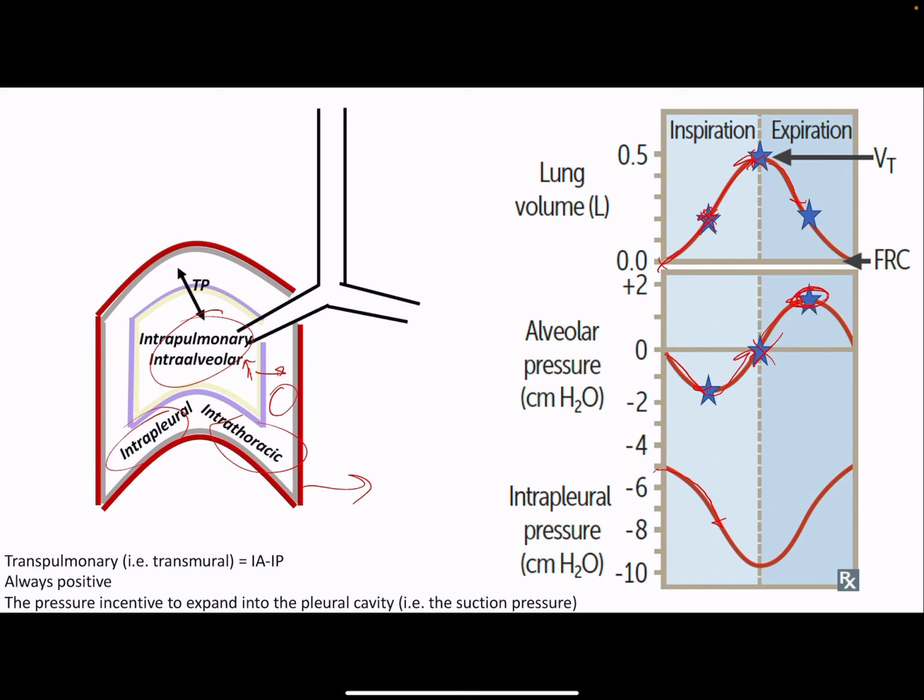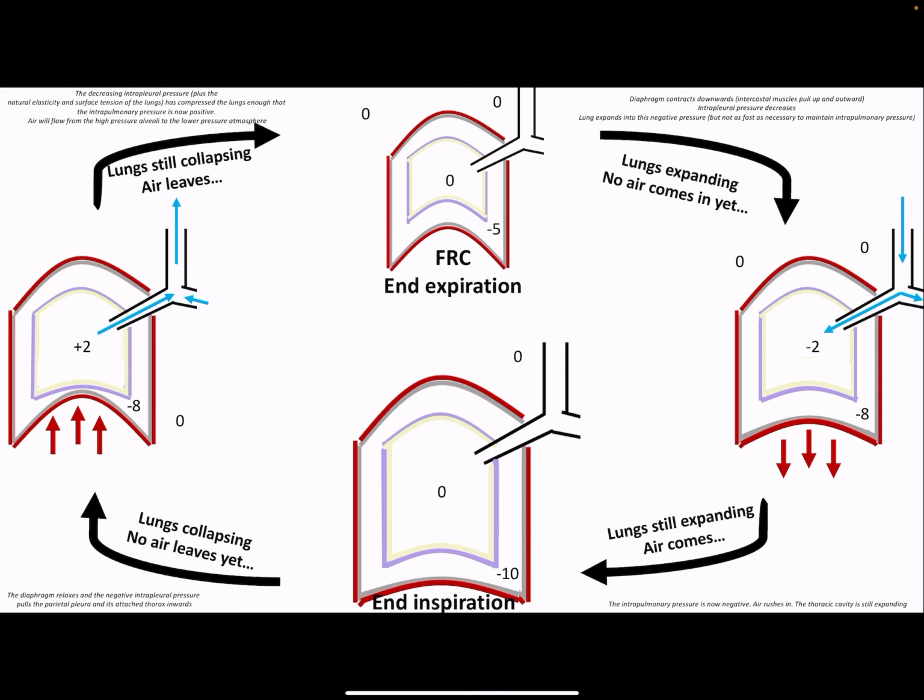Now, for whatever reason, the air gets the memo. It says, hey, Boyle's law, remember, we are now above atmospheric pressure. We should get the heck out of here. So it flows from high pressure to low pressure, and it leaves the lungs. This leaving of air now causes the pressure to go down. So let's just look at that again.